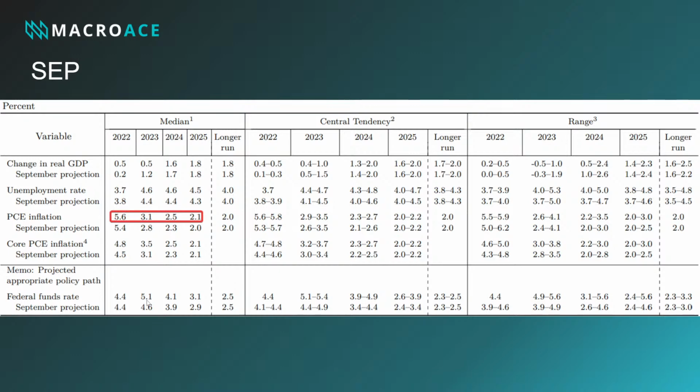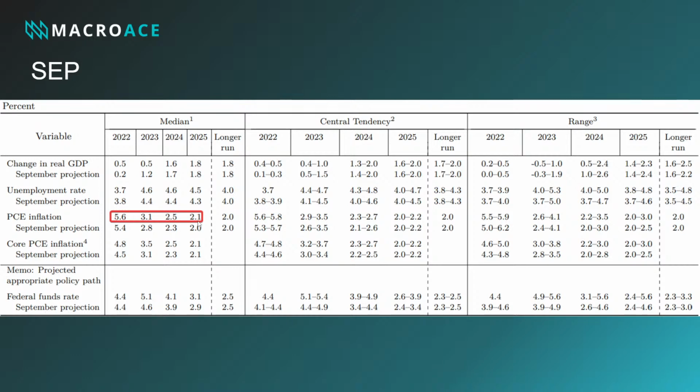So the key point here is that you had PCE inflation being upgraded for this year to 5.6%, and also in 2023, which is still well above the Federal Reserve's target of 2%. And even in 2025, when the Fed would probably have thought they would have reached their 2% goal, they don't. They kind of do, but they're not there yet. So it's like a close but no cigar scenario.